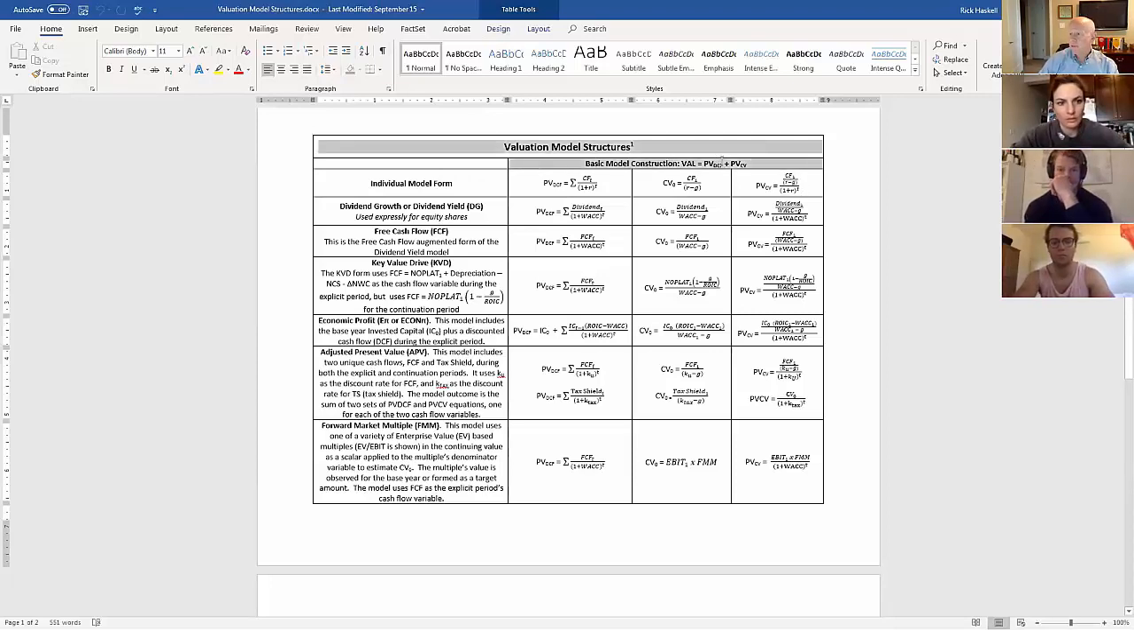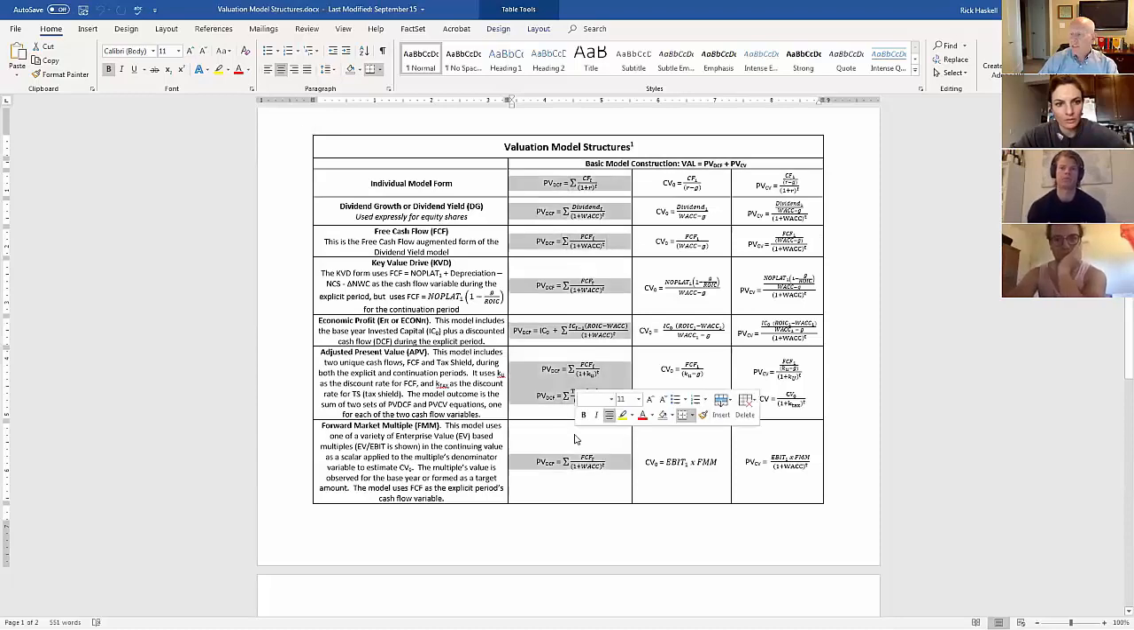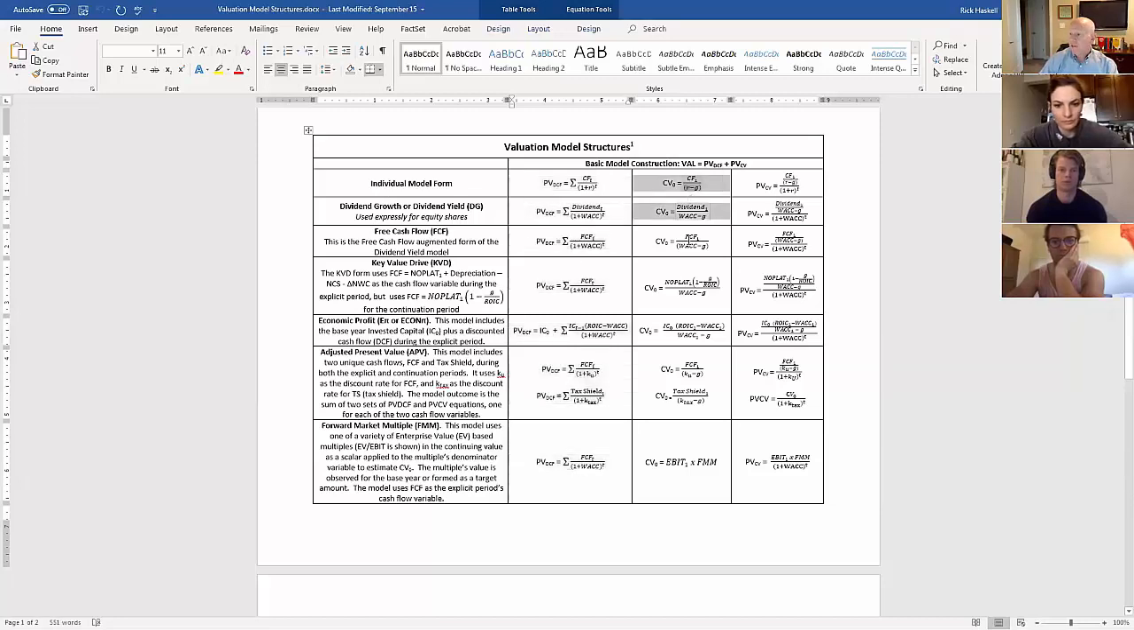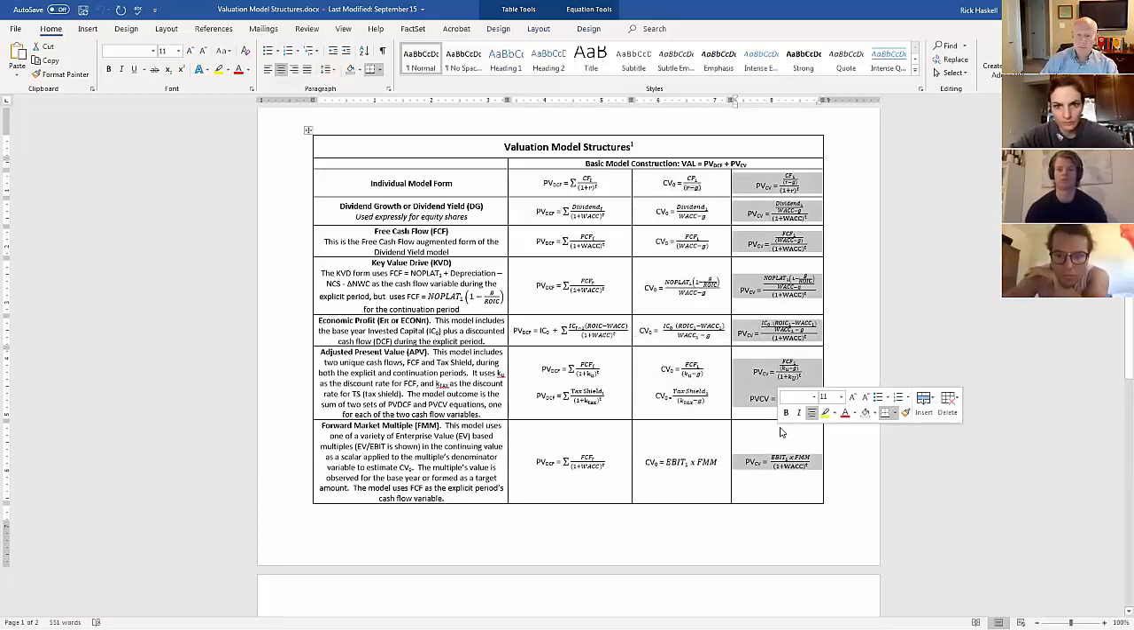I have right up here at the top, the basic structure: a value is equal to the present value of some discounted cash flow plus the present value of some continuing value. And then I've organized this such that this column is all the present value of the discounted cash flows for these various models. This column is the continuing value, and this column is the present value of the continuing value.